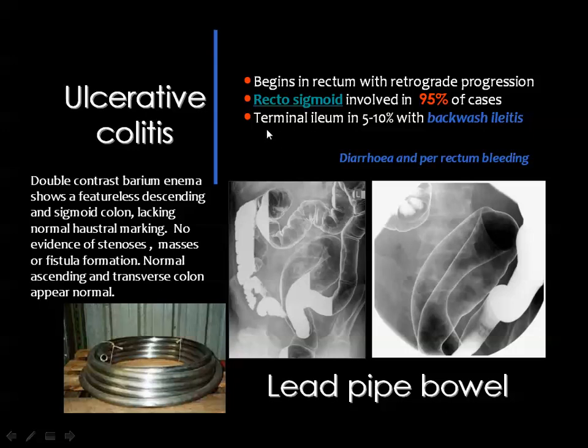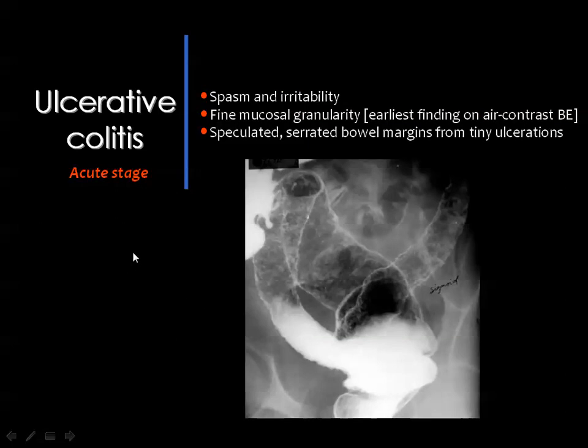Affection of the terminal ileum may occur in about 5 to 10% of the cases with what is known as backwash ileitis, where the ileocecal valve is incompetent, and the inflammatory process will affect the terminal ileum as well. In the acute or the early stage of the disease, you may have a spasm and irritability of the colon, and you have fine ulcerations giving the well-known granularity of the mucosa.